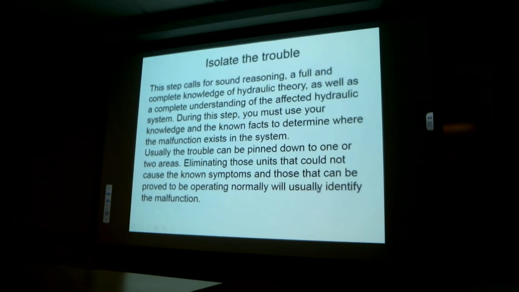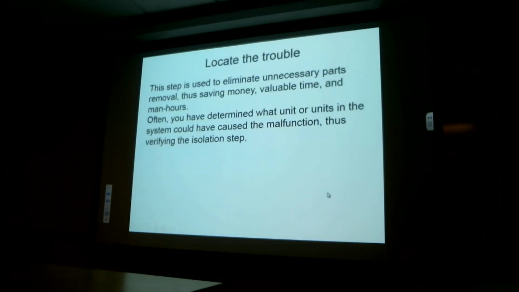But again, you might have fixed the problem inadvertently, because during the initial inspection steps, servicing the reservoir to the correct level may have already corrected the problem. So isolate it anyway. Locate the trouble. This step is used to eliminate unnecessary parts removal, thus saving money, valuable time, and man hours. Often you must determine which unit or units in the system could have caused the malfunction, thus verifying the isolation step. So what we're trying to avoid is shotgun troubleshooting. We're trying to narrow down our choices of what might be wrong to one thing and one thing only.